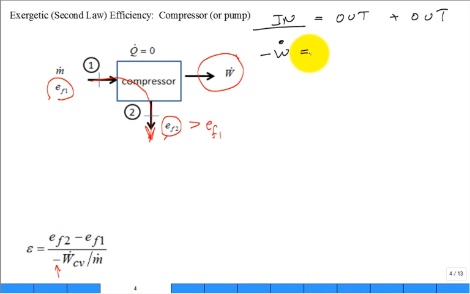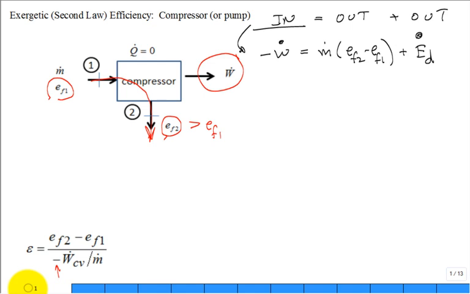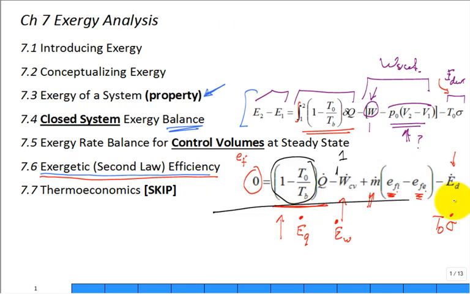It can go to the mass flow rate times the ef2 minus ef1, increasing the fluid stream's exergy, or it can go to waste, being destroyed due to irreversibilities. Now, maybe I did this equation a little too fast. Maybe what you need to do is go back and start with this equation every time. I know Professor Creamy loves that. Right? Go back to the fundamentals.